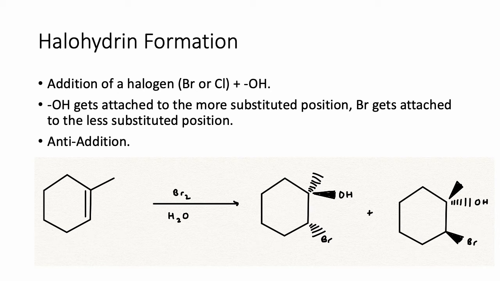Next up we have halohydrin formation, and this is the addition of either bromine or chlorine and an OH group. So the OH group gets attached to the more substituted position, while the bromine or chlorine gets attached to the less substituted position. And this reaction also proceeds via anti-addition. So you can see in this case that the OH got attached to the tertiary carbon and the halogen got attached to the secondary carbon. And you can also see the anti-addition in this case as well.